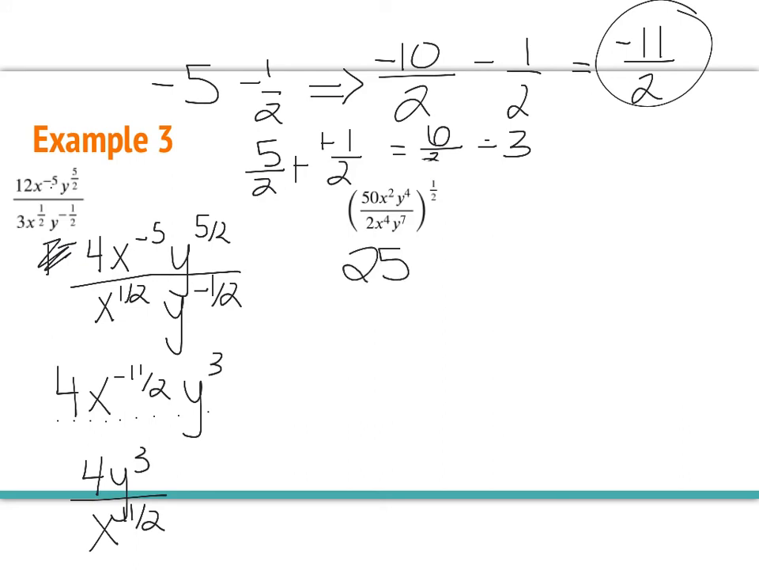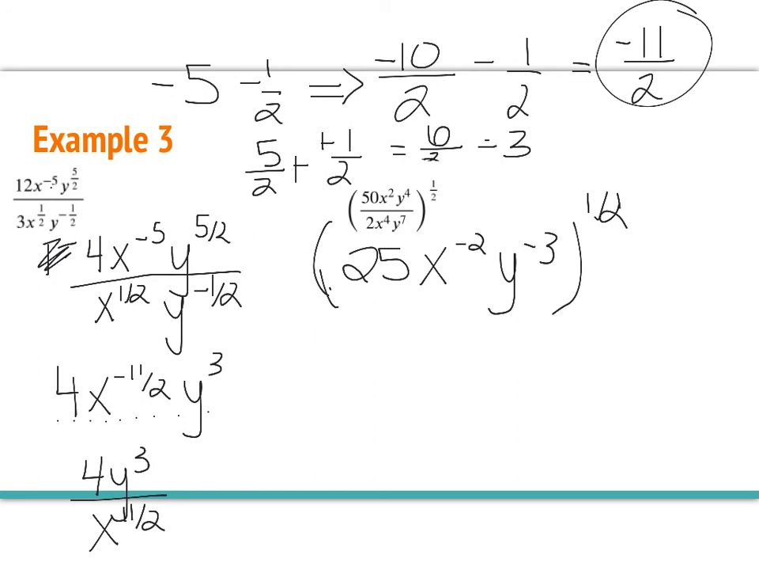X to the 2, take away 4. It leaves me with x to the negative 2. Y to the 4 divided by y to the 7. I'm going to say that is y to the power of 4 take away 7. And that gives me y to the negative 3. This is all still, oopsie, to the 1 over 2.